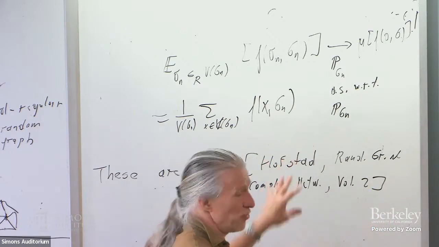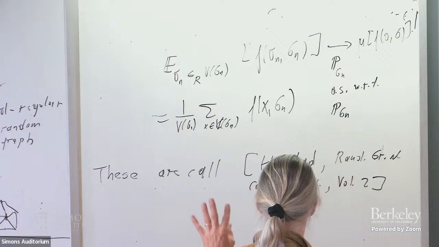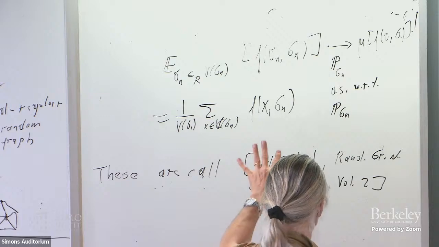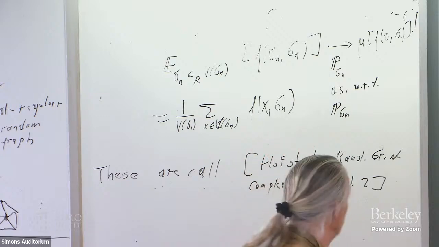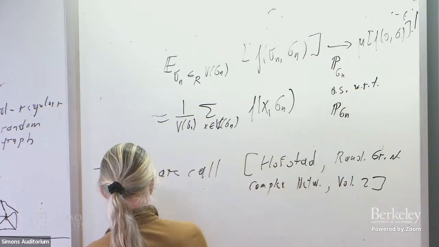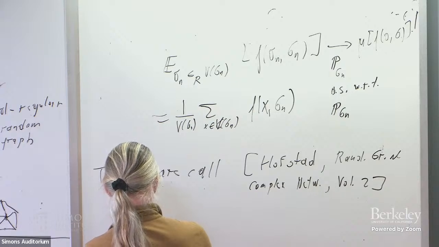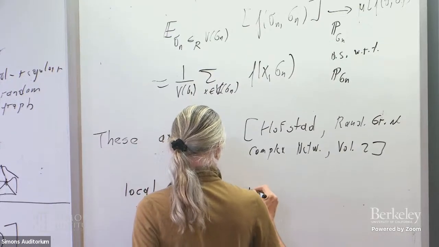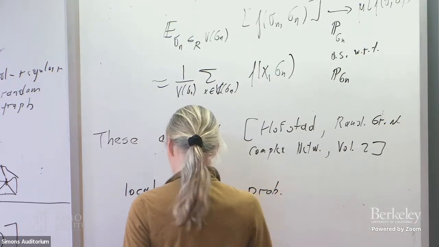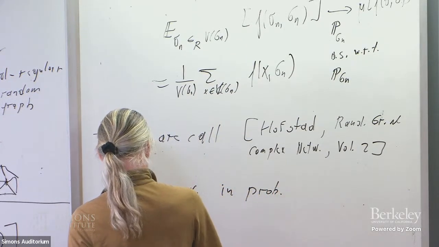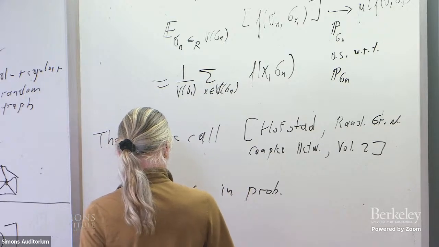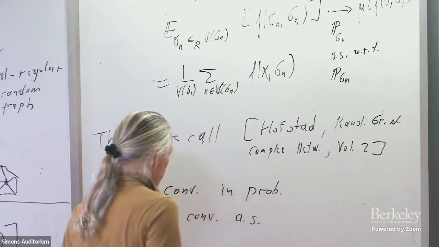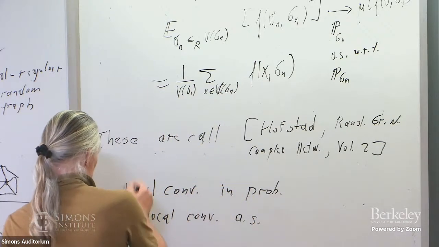And it's really important. You can make tons of mistakes in this area, proving theorems which are just not true if you are not aware of this subtlety. Okay, so these are called local convergence in probability, or local convergence almost surely. Okay, for the two versions.